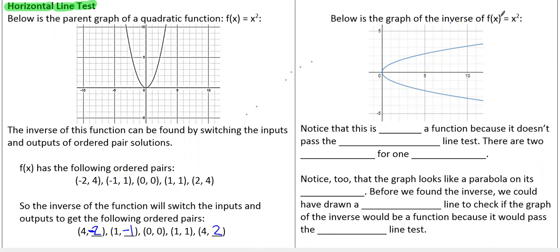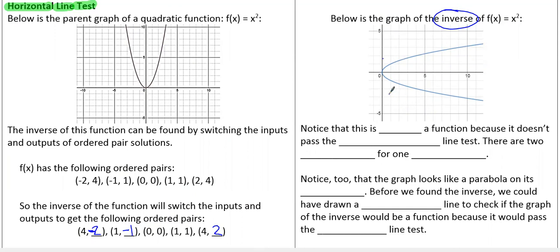Below is the graph of the inverse of f of x equals x squared. If I just graphed all these points, 4, negative 2, 4, 2, 1, negative 1, 1, 1, and 0, 0, I'm going to get this graph. Now, compare these. Do you see something about the inverse of f of x equals x squared? It looks like the original graph on its side.